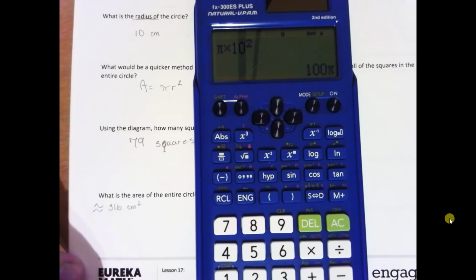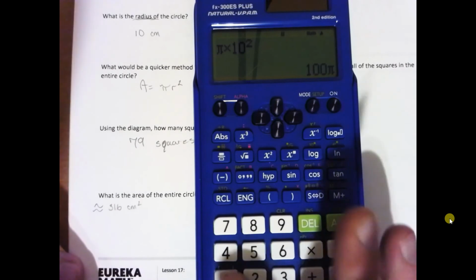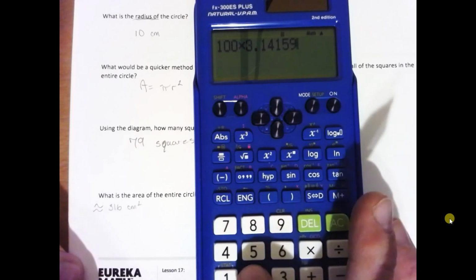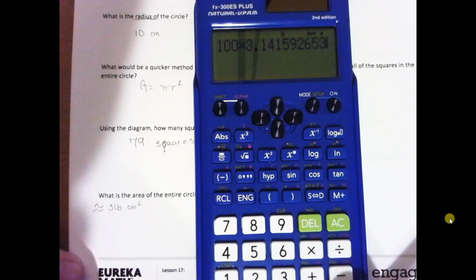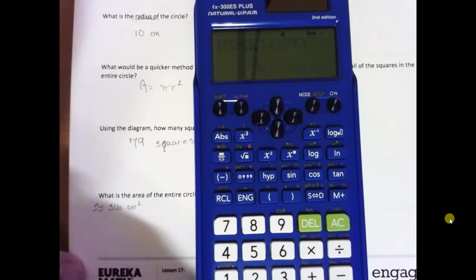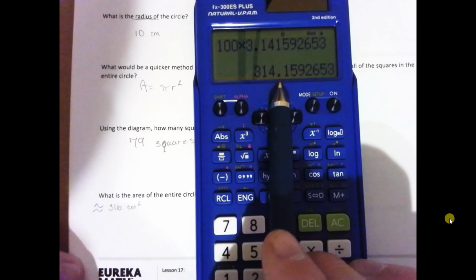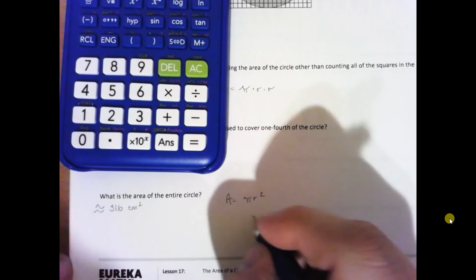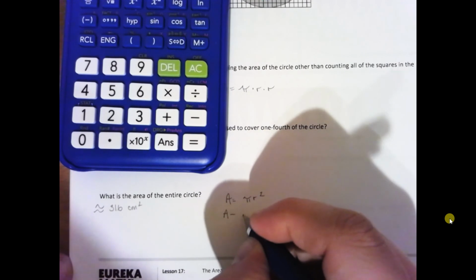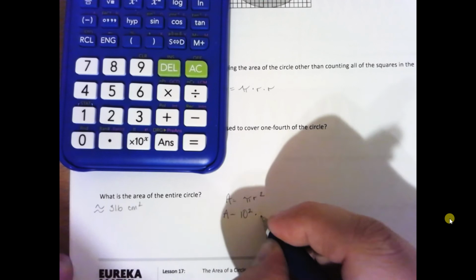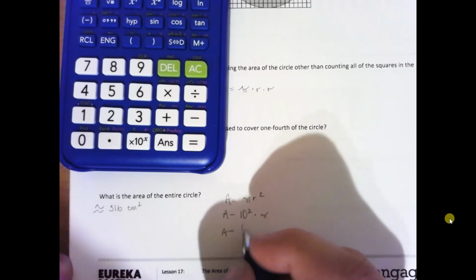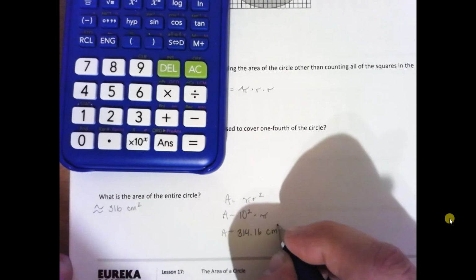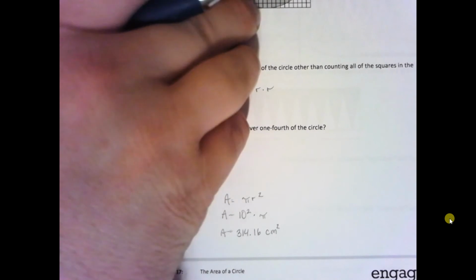Okay? But what I do know is that pi would be approximately 3.141592653. Okay, I do know that. So we press enter, and we get approximately 314.16 square centimeters. So according to this, area equals 10 squared times pi. So area equals 314.16 centimeters squared.